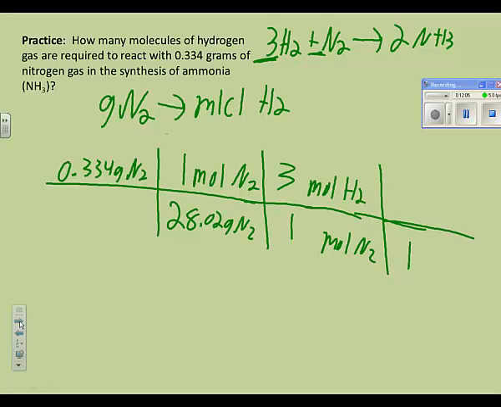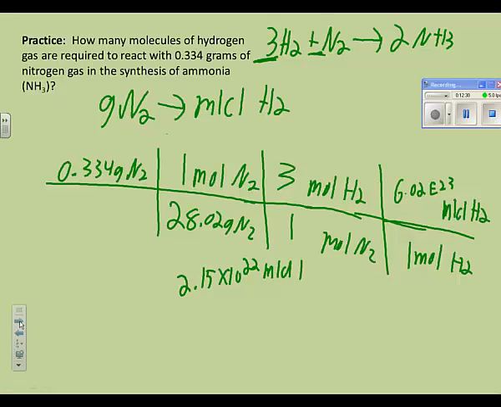Then we convert away from moles. It's 1 mole of our destination, so 1 mole of H2. And we're going to molecules of H2, so this is another conversion factor. We're going to use Avogadro's number, 6.02 E23. Let's do the math. Once again, make sure you're using your E's. That should get you 2.15 times 10 to the 22nd molecules of H2. And please make sure you're keeping track of those units, guys.